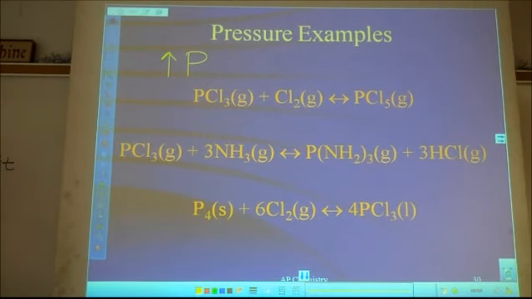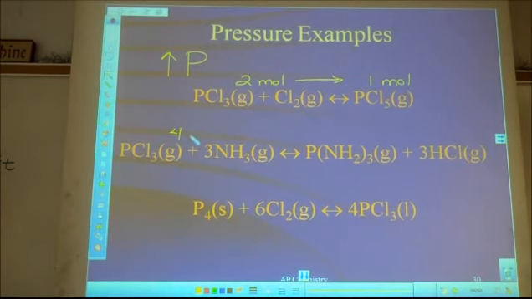How are you supposed to know how many moles there are? I haven't given you any numbers. The little numbers on the side. Coefficients. That's correct. This has a coefficient of 1. 1 mole of gas. How many moles of gas on the left-hand side of the arrow? Okay. So which way will this shift? To the right. How about this example?